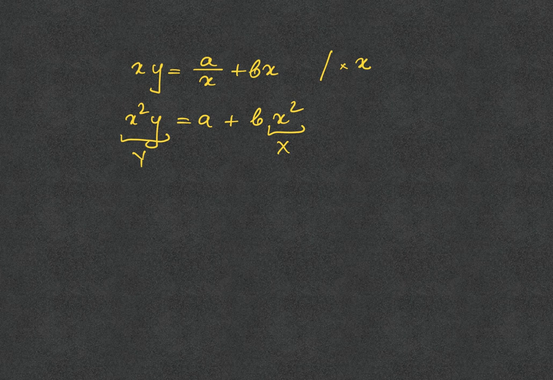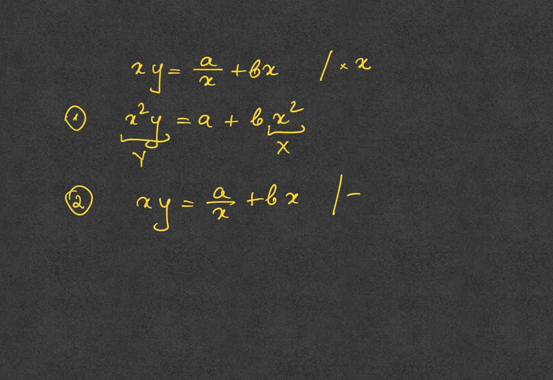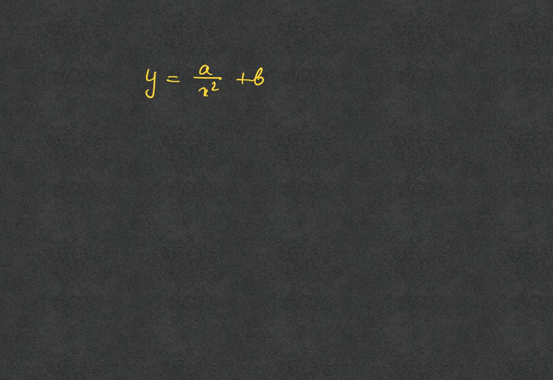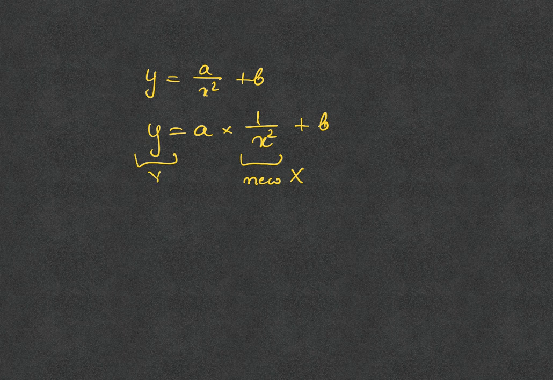This one has another solution as well, so you might have approached it with another method. Xy equals a over x plus bx, and you can divide by x. Then you get y equals a times 1 over x squared plus b. So the new y is the old y, and the new x is 1 over x squared. This example is very similar to the previous one. If you think of y as a times 1 over x squared plus b, this is the new capital X, and the new y is the same as the old y.